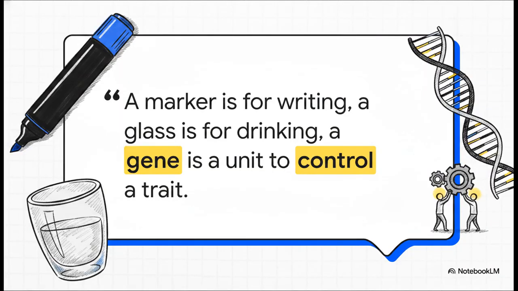Just as a marker is designed specifically for writing, and a glass is crafted just for drinking, a gene isn't just some random piece of biological thread. It is a unit with a highly specific, defined function, which is to control a trait. You can think of every single gene as a tiny cellular worker with a distinct task.